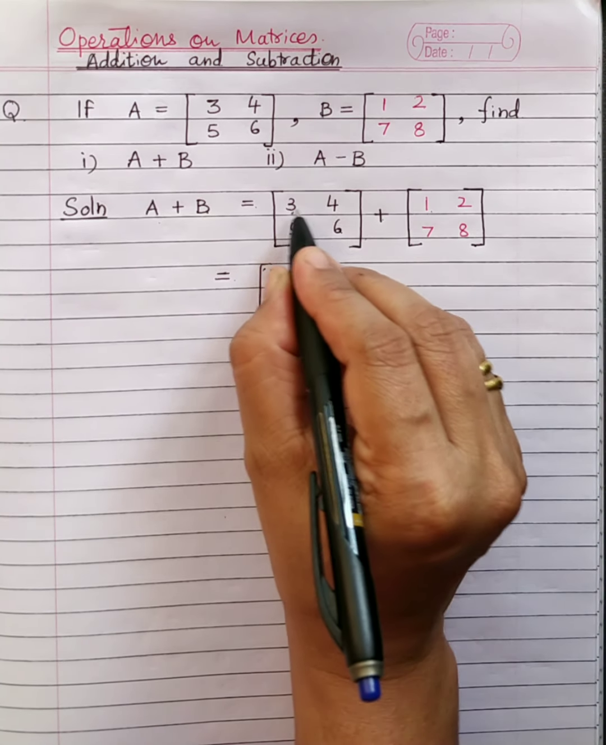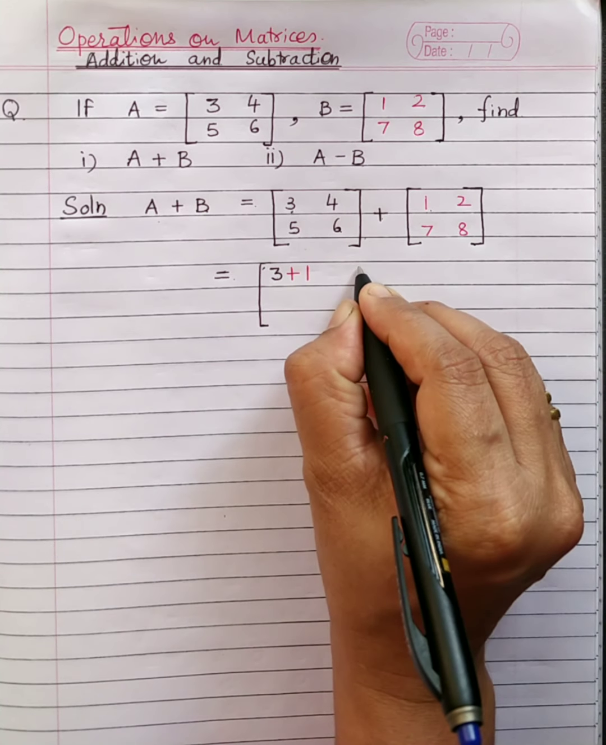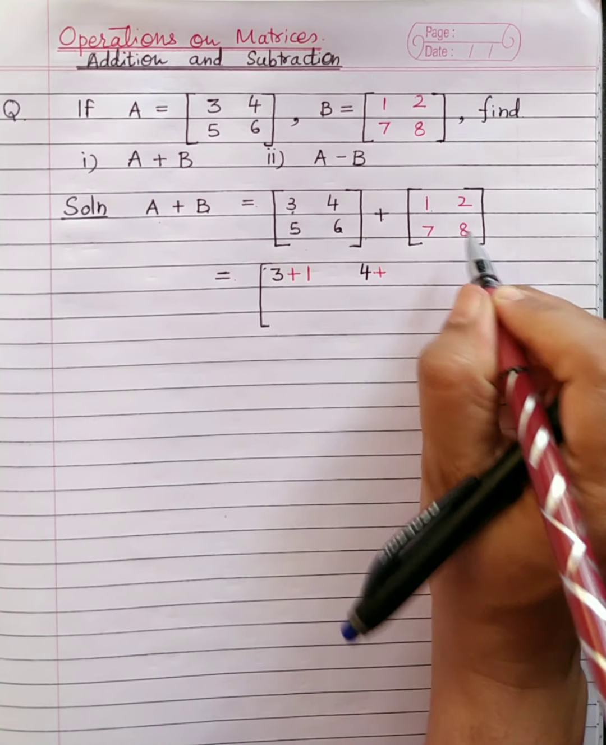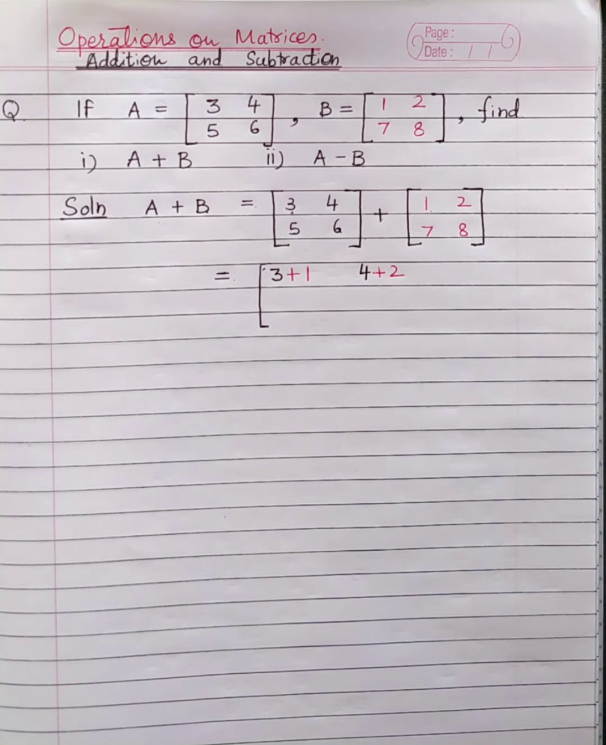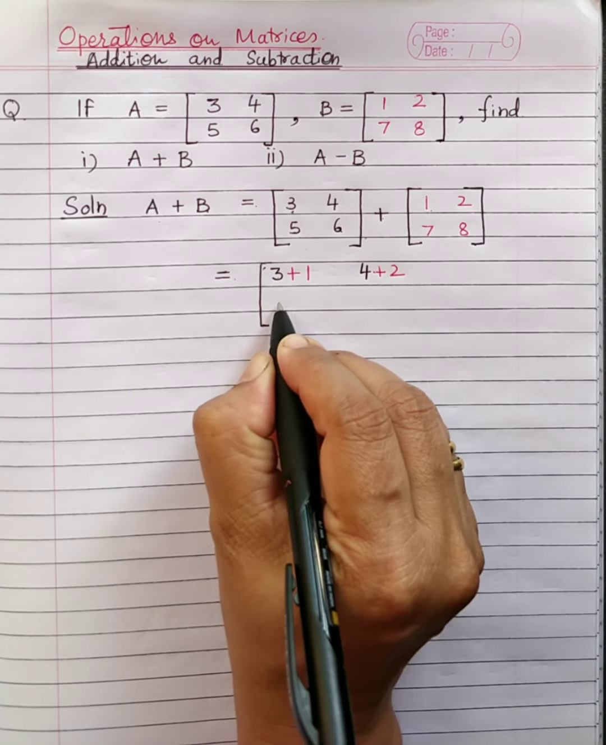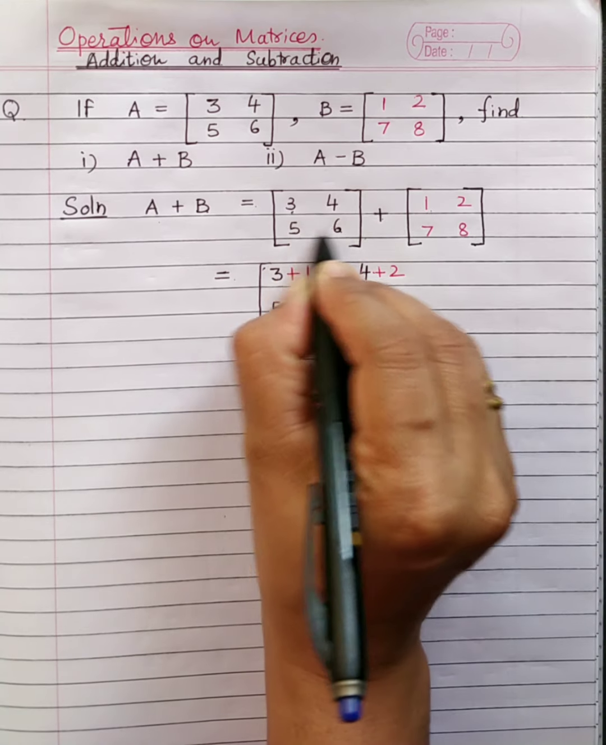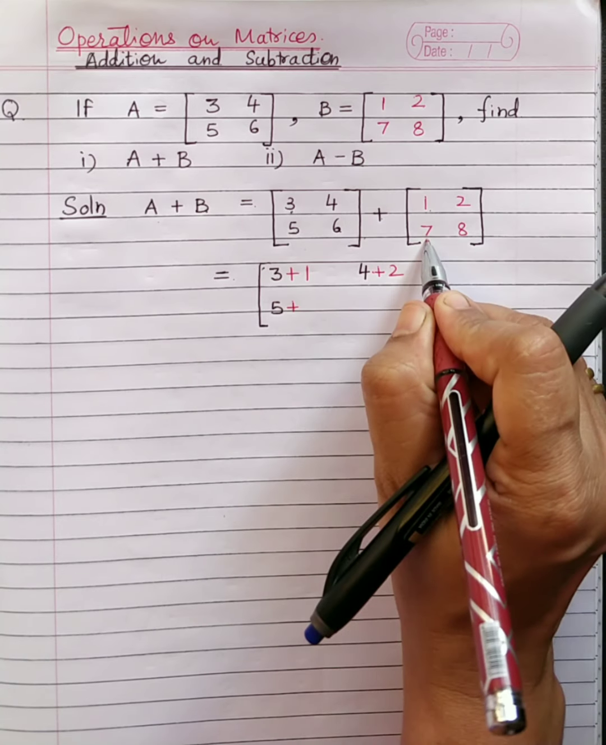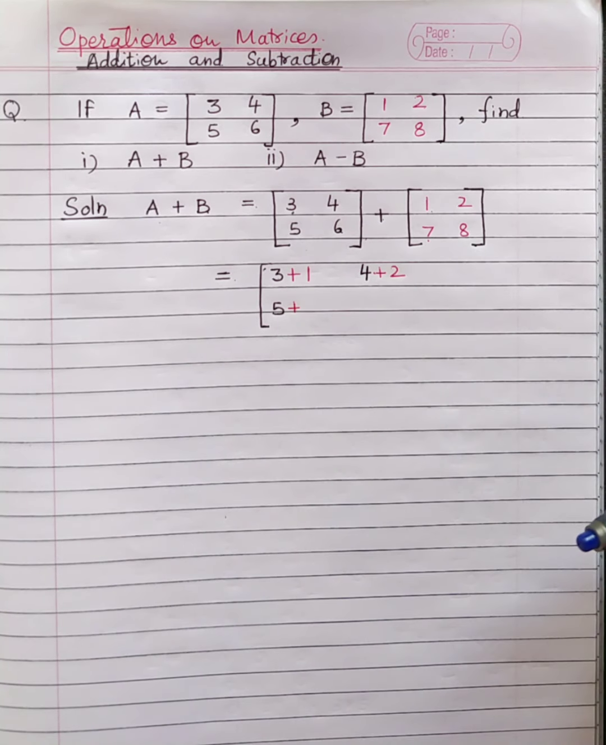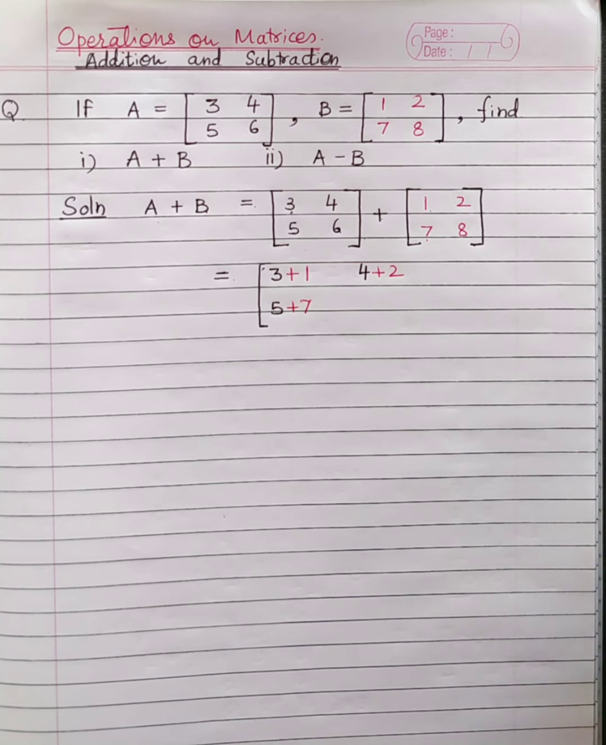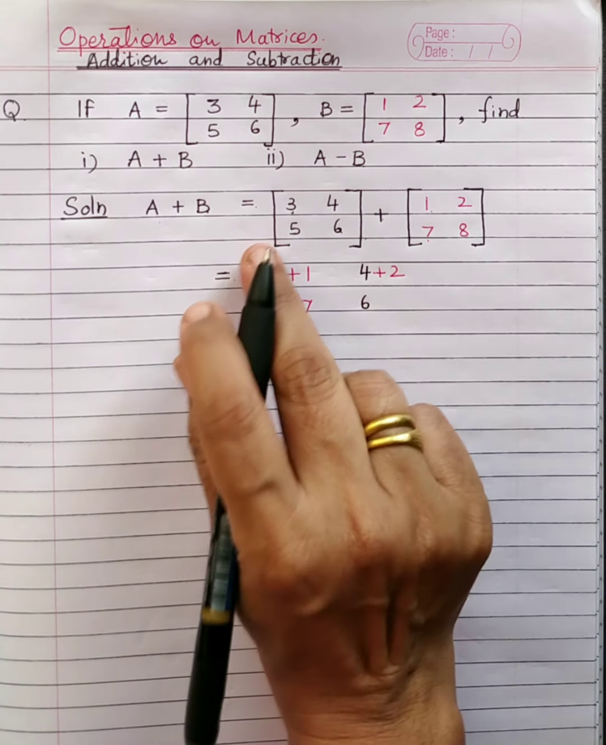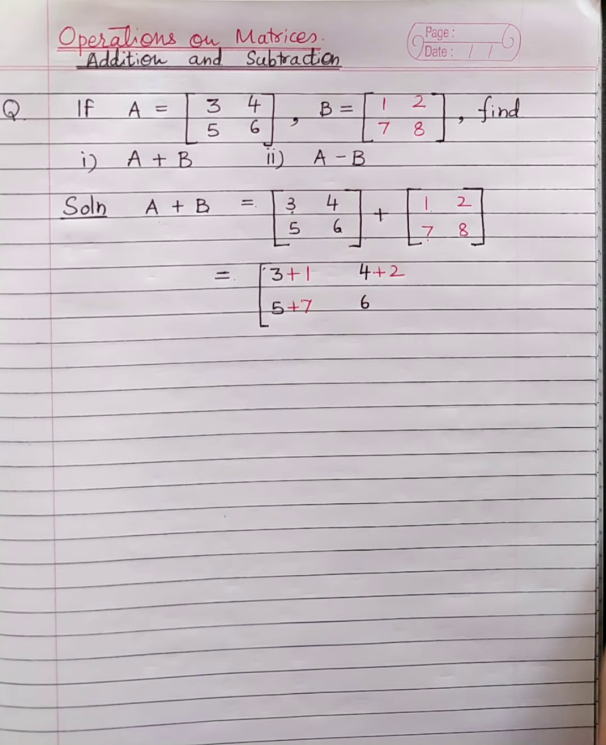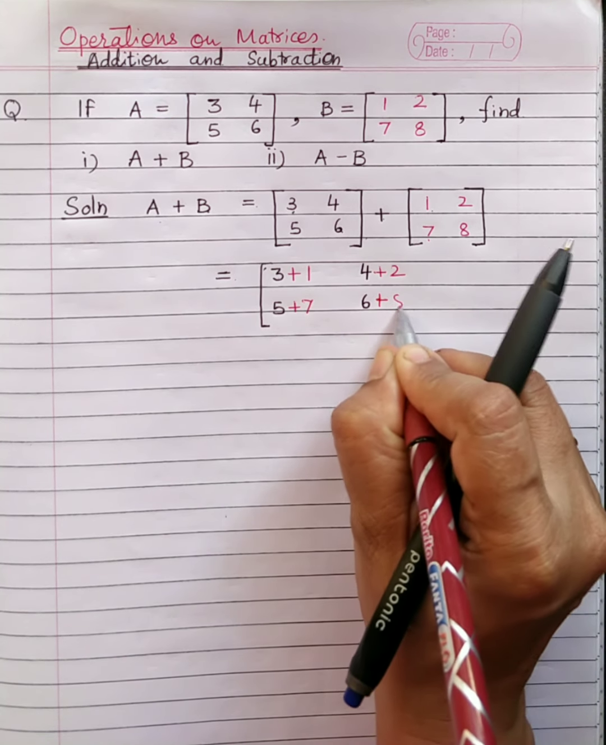Then first row, second column. What is the element? 4. 4 will be added to again first row, second column element of the second matrix, that is 2. 4 plus 2. Next element 5, second row, first column, added by 7, second row, first column. Then last element 6, that is second row, second column. Second matrix, second row, second column element is what? 8. So add 8 over there.